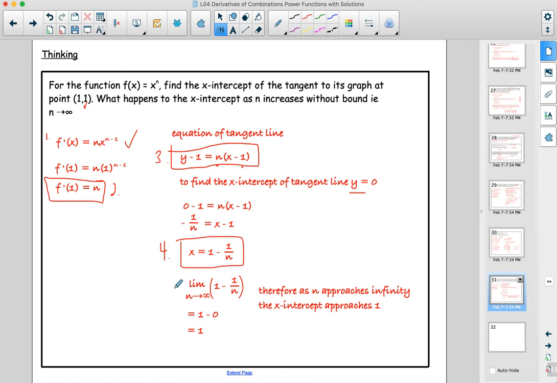And now the last step is to look at the limit. That's step 5. The limit as n goes to infinity of 1 minus 1 over n. So let's think this through. As n goes to infinity, 1 over n, because we already talked about this before, 1 over infinity approaches 0 positively. And this would be 1 minus 0, and that would be 1. So as n approaches infinity, the x-intercept of the tangent through the point 1, 1 is going to start approaching 1.